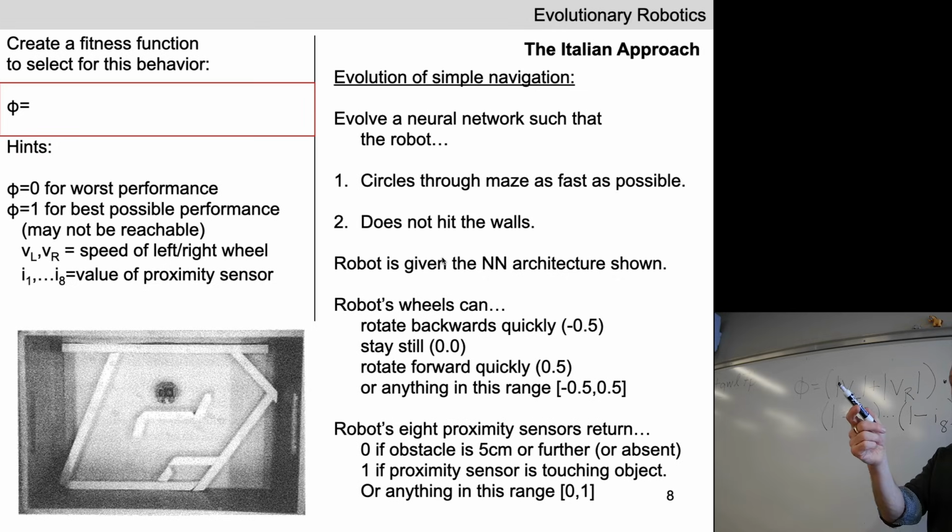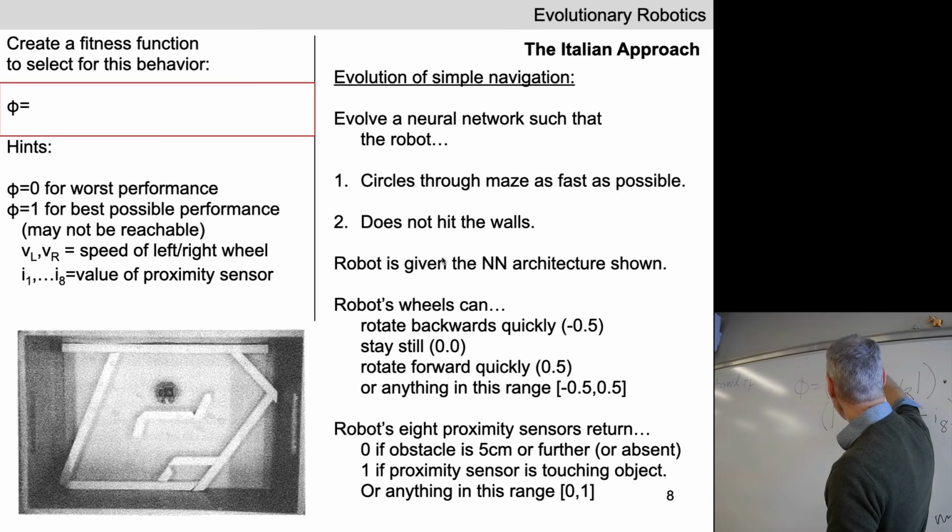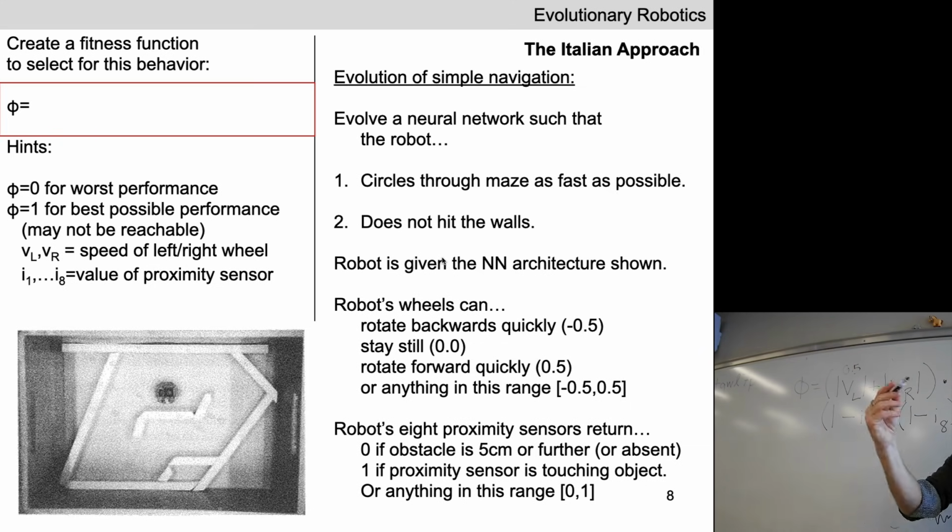Okay, so pretty good. Depending on the set of synaptic weights, the average speed of this wheel could be spinning forward really quickly, and it could be that VR is spinning backwards really quickly, which would end up with the robot spinning in place. If we take the absolute values and sum them, we get a high value.